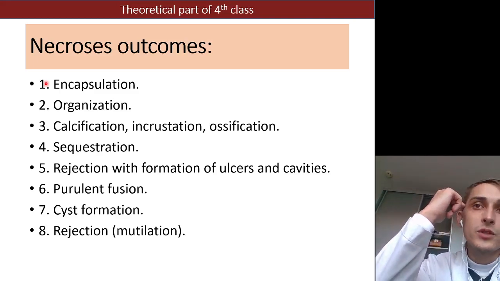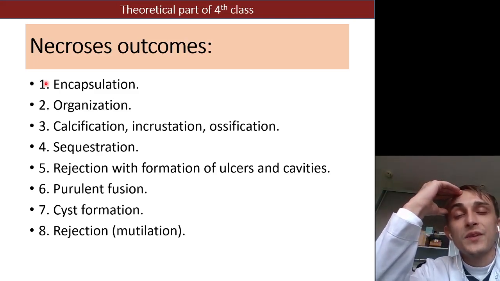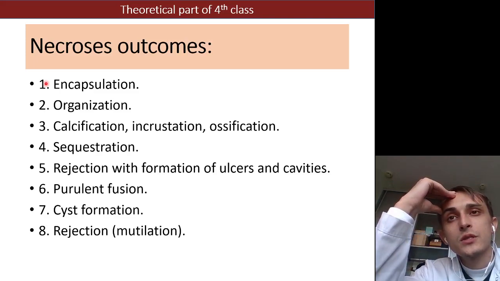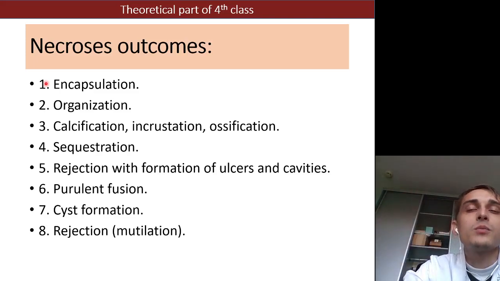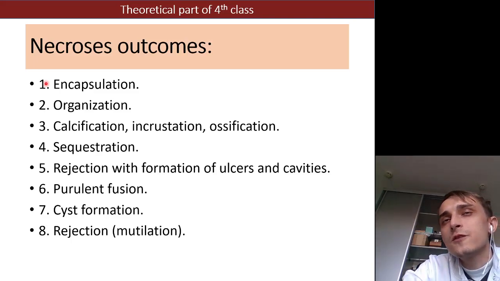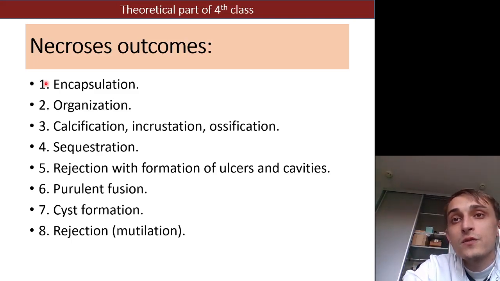The next outcome is purulent fusion, and in case of it, we will see formation of purulent inflammation in place of necrosis, and this purulent inflammation will lead to increasing of the necrotic area. Cyst formation is typical for brain tissues, for example, and rejection is typical for gangrene. Rejection is like an auto-amputation, for example; it's closer to this term.